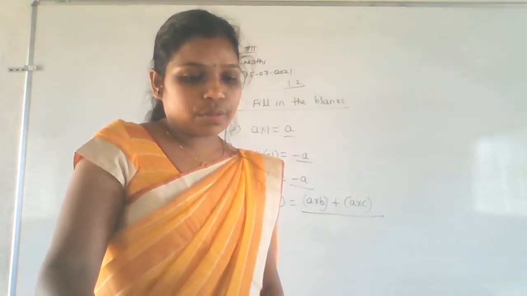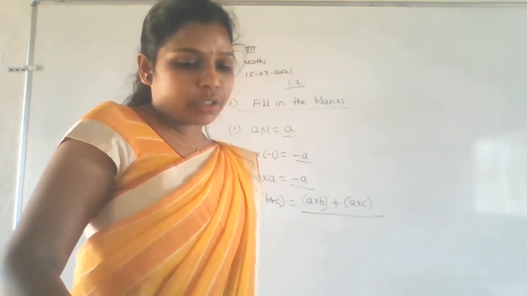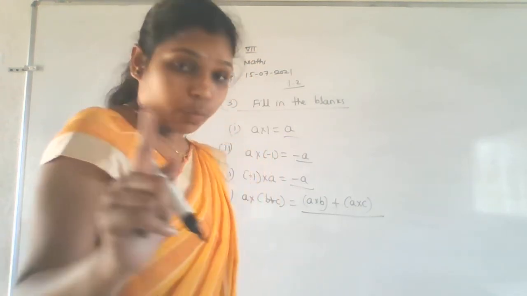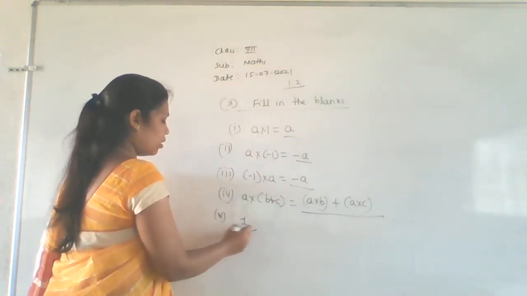Okay. So now, the fifth one also they have given, right? Multiplication identity for a collection of integers is always 1. Right? So the fifth answer is 1.